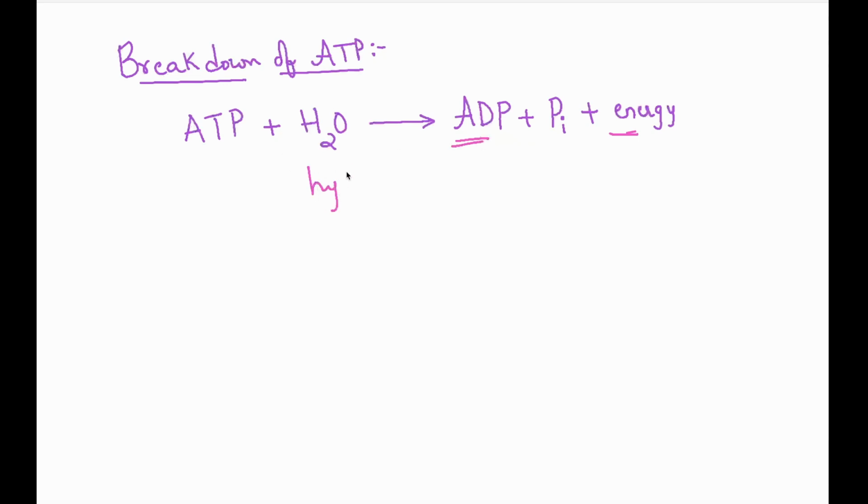Now this is essentially a hydrolysis reaction, as it requires a molecule of water. Okay. And this is the exergonic reaction, because this reaction releases a lot of energy. And it's important to note that if some more energy is required, the ADP can also be broken down to release AMP plus inorganic phosphate. So in this process also energy is released.